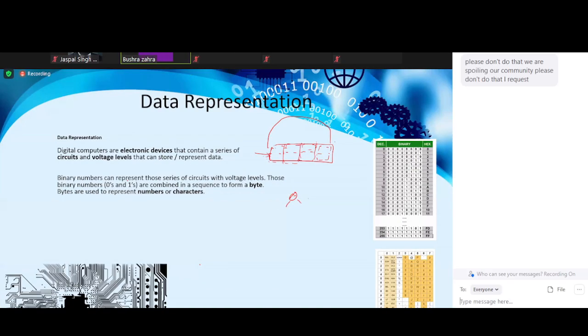It really distracts my mind. Let me see if I can. Anyways, shall we continue?